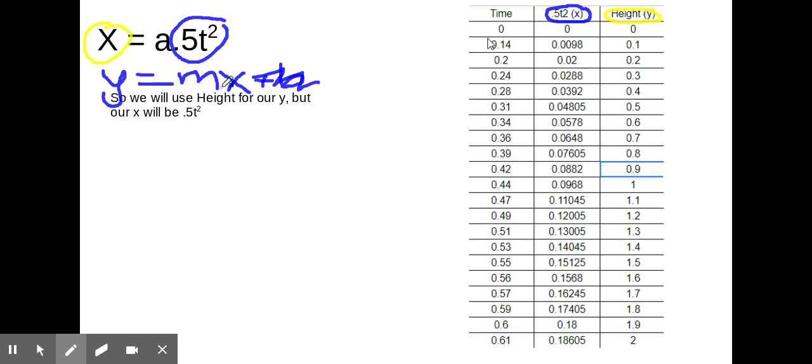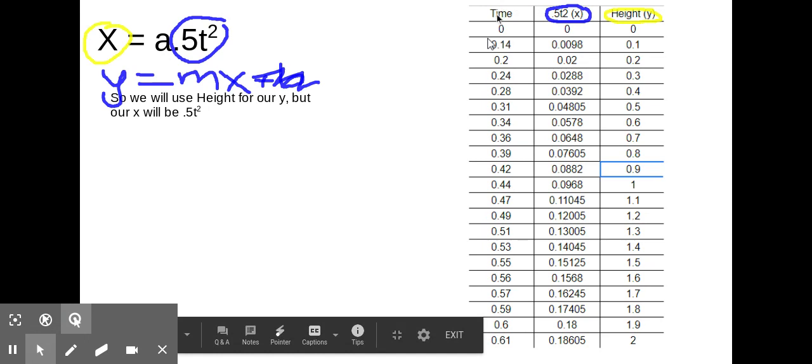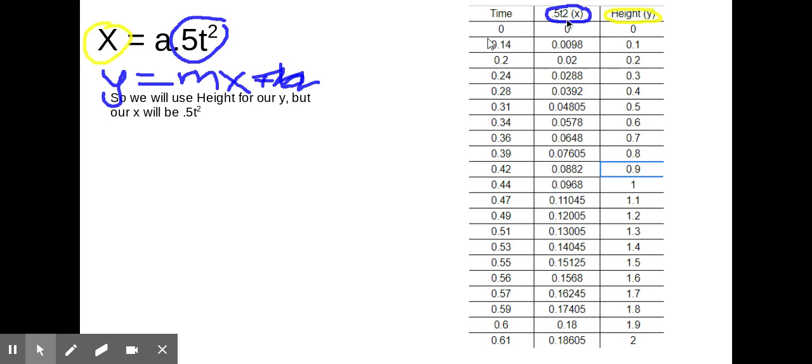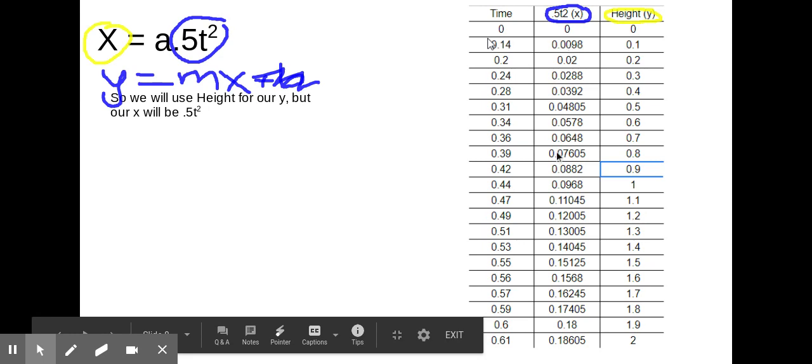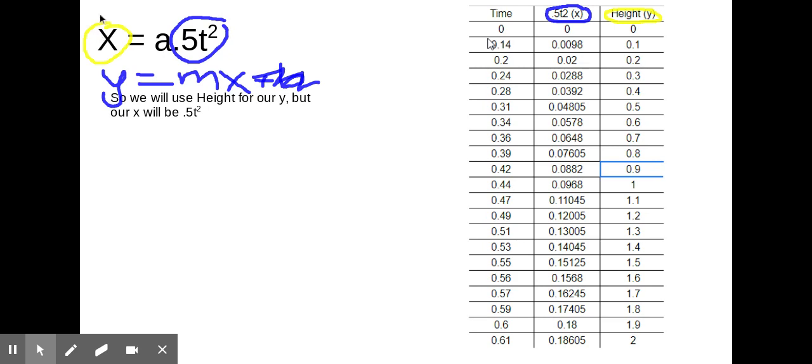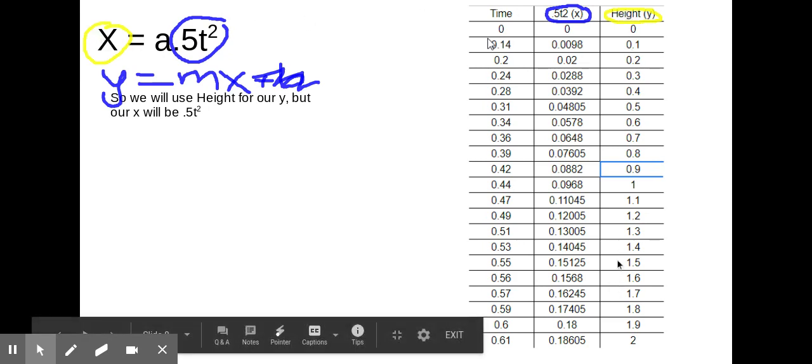Okay, so this is slope-intercept form. So what I did is I just made my acceleration due to gravity my slope. And so I took my time right here, first I squared it, and then I multiplied it by 0.5. And that's where this number came from. So I had to manipulate the data to get this. Height, I didn't have to do anything to, because height is my y.